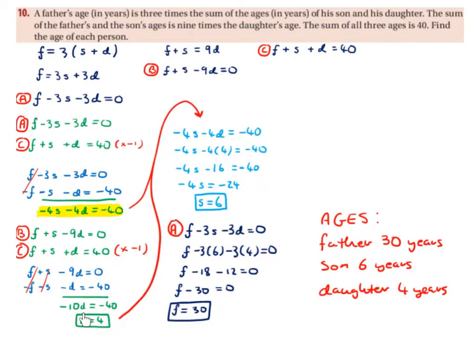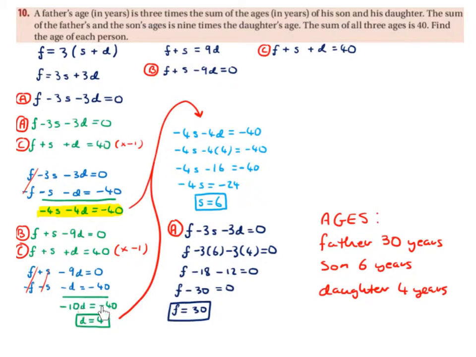Now I'm going to substitute the D into one of the equations. So I'm going to go for this one here. So I have minus 4S minus 4D equals minus 40. Swap the D for 4 with brackets around it. Minus 4 by 4 is minus 16. And minus 40 plus 16 is minus 24. Minus 24 divided by minus 4 is 6. So S is equal to 6. The son is 6 years old.